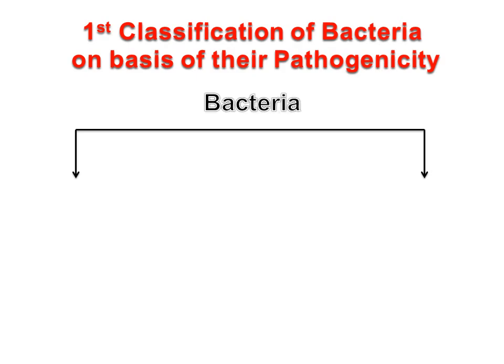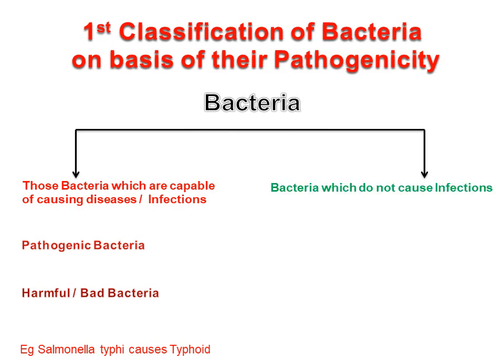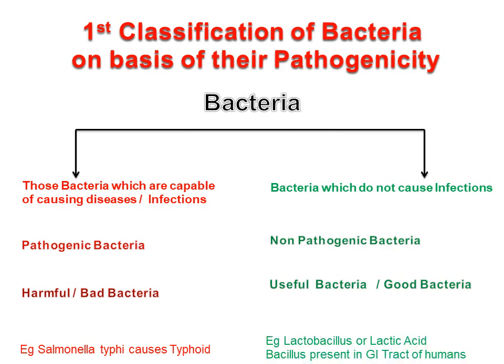Those bacteria which are capable of causing diseases or infections are known as pathogenic bacteria or harmful bacteria or bad bacteria. Example, Salmonella typhi causes typhoid in human beings. Bacteria which do not cause infections are known as non-pathogenic bacteria. Some bacteria are useful and are known as good bacteria. Example, lactobacillus or lactic acid bacillus present in GI tract of humans.